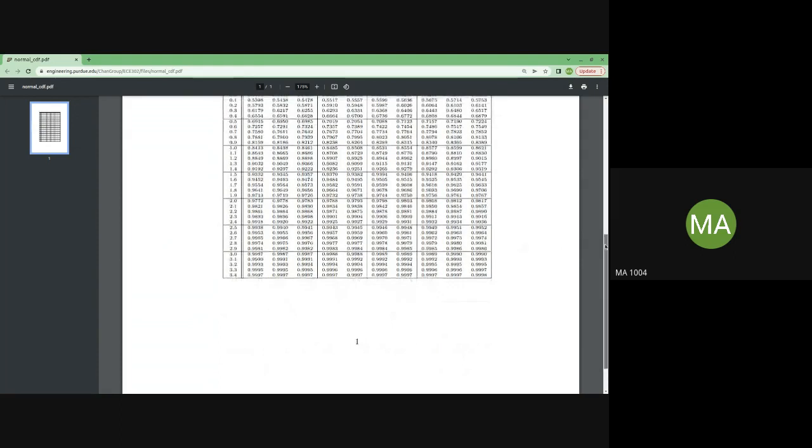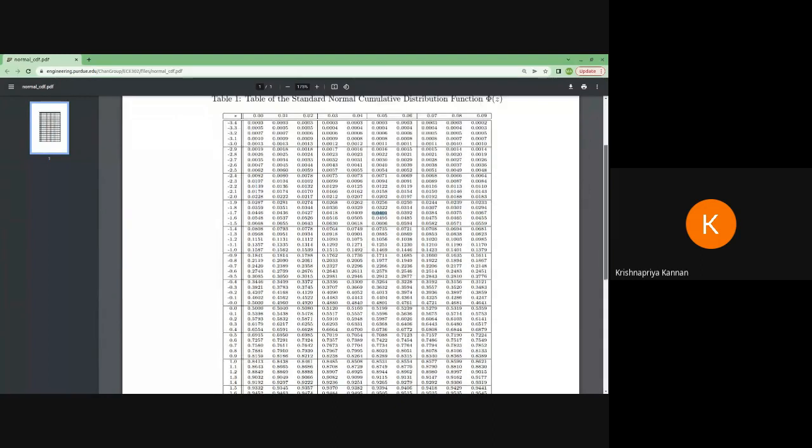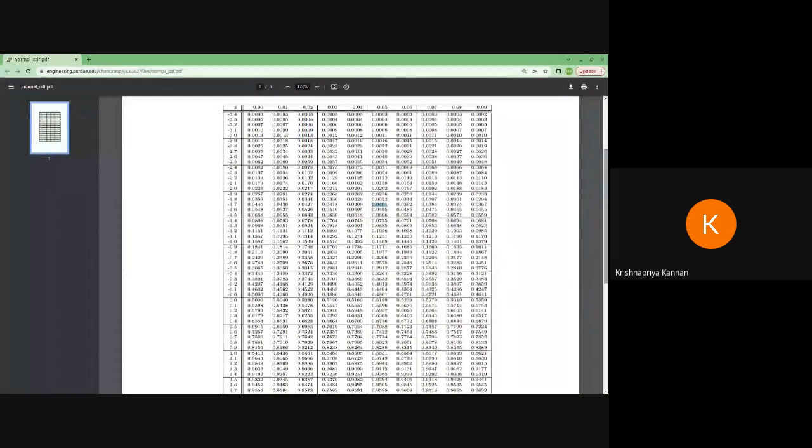So the values on the columns represent the second decimal place. That's it. So to go to the point where we started, how do we compute f(z) of minus 6.6? If we see the previous problem, we got minus 6.6. Minus 6.6 is way lesser than minus 3.4, right? In the previous problem, the value will almost be equal to 0.